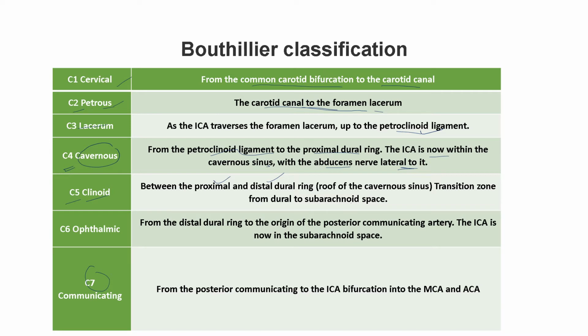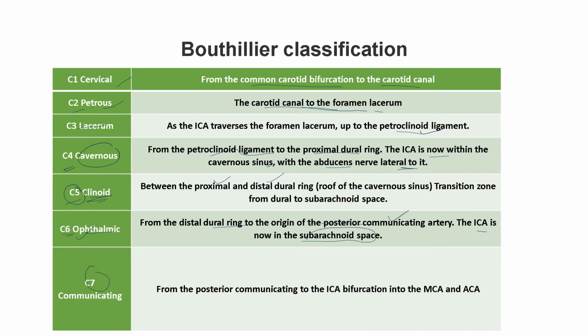When the internal carotid artery pierces the dura mater near the anterior clinoid process, that part is known as the C5 segment or the clinoid segment. Next we have the C6 or the ophthalmic segment, from the distal dural ring to the origin of the posterior communicating artery. The whole length of the internal carotid artery becomes part of the ophthalmic segment or the C6 segment, and the artery now lies in the subarachnoid space.